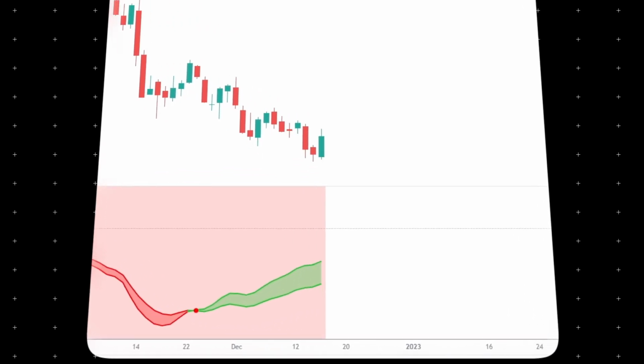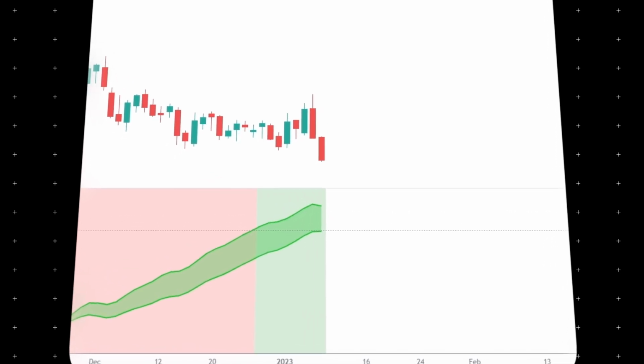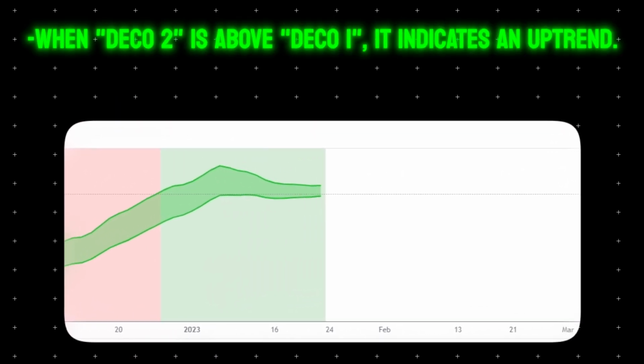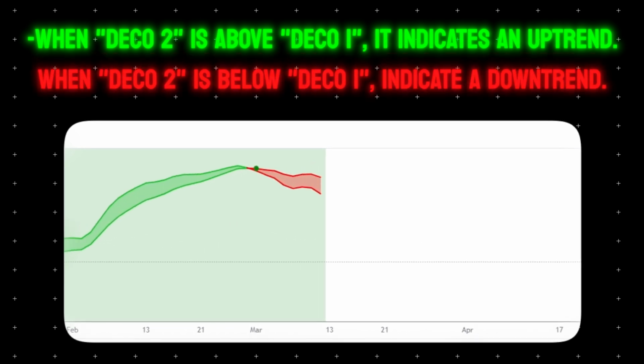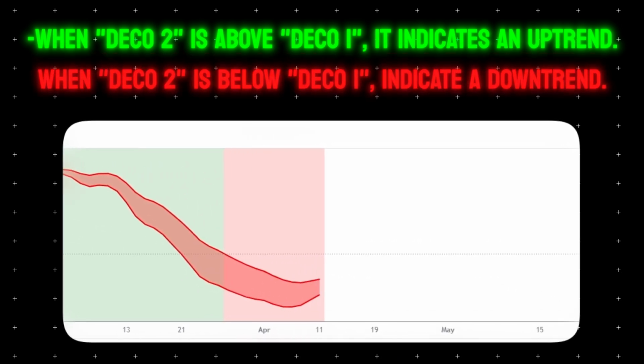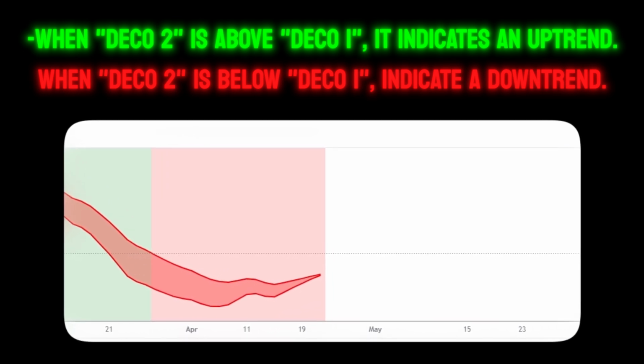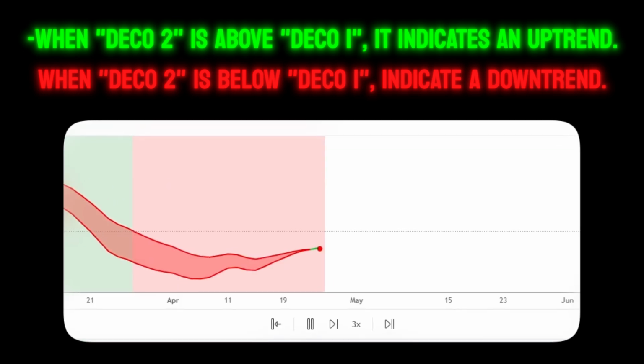The idea behind using these two oscillators is to identify divergences between them. When Deco 2 is above Deco 1, it can indicate an uptrend, and when Deco 2 is below Deco 1, it may indicate a downtrend. These divergences between the oscillators are what can help us anticipate possible changes in market direction.